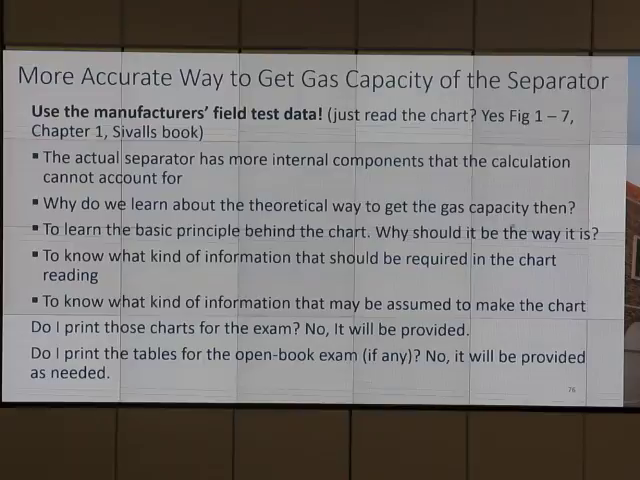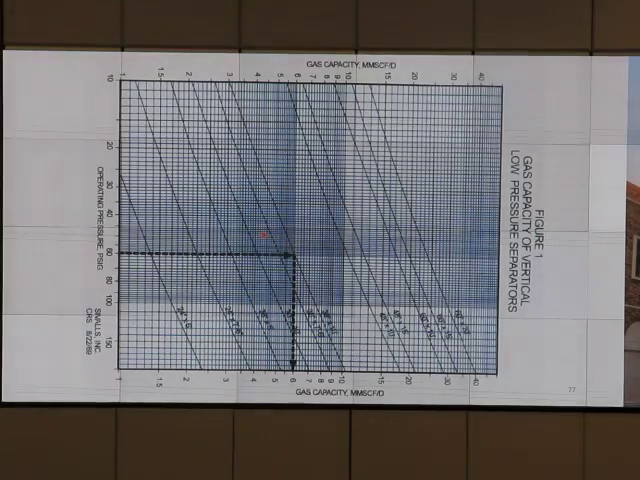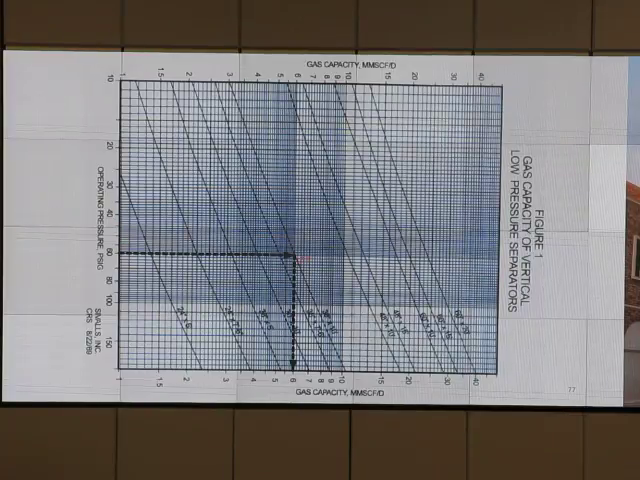But I want you to know that there's some basic principle behind the chart. It's not just pop up. They do the test, yes, but the chart works at a certain pressure. At one pressure you may need one size of separator. At a lower pressure, the same size of separator can handle less gas capacity. Makes sense? Because gas expands.